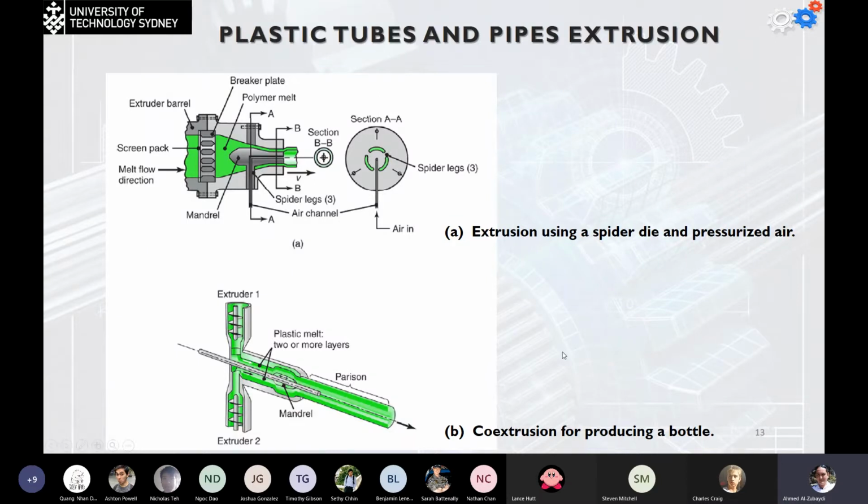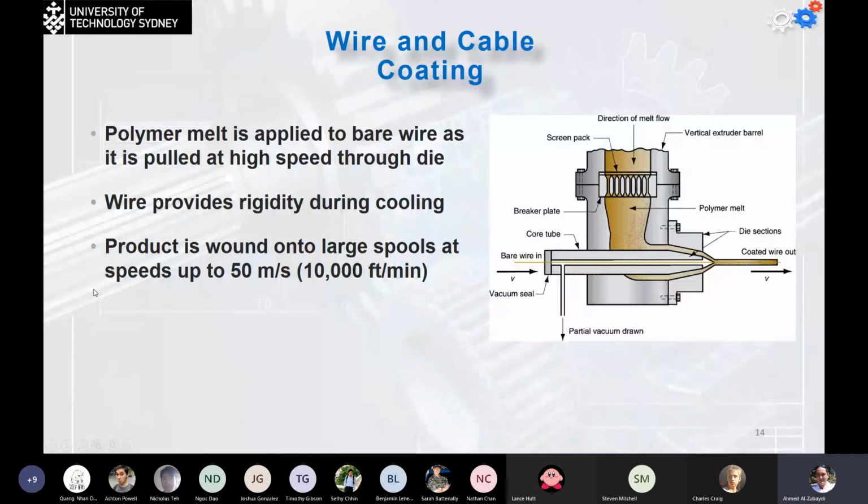Sometimes we can have co-extrusion for producing bottles, and in that case, we have two extruders and the mandrel in the middle. Once again, it sends the air and creates the parison. It will be cut to a certain size, and we send it later to the blow-molding machine to make the bottles.